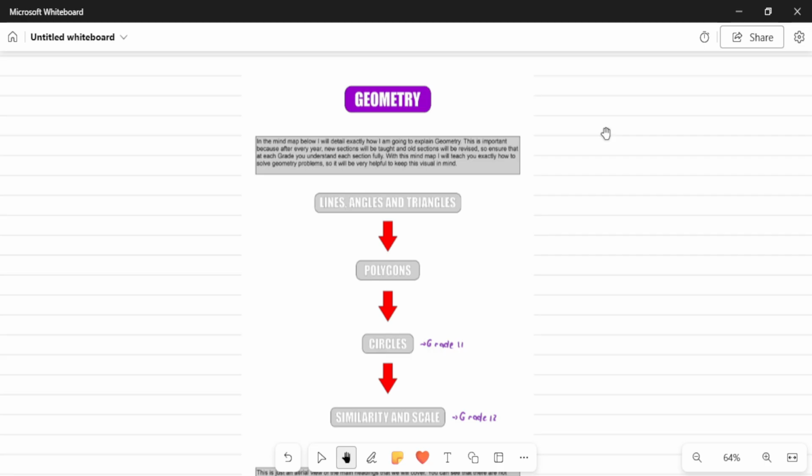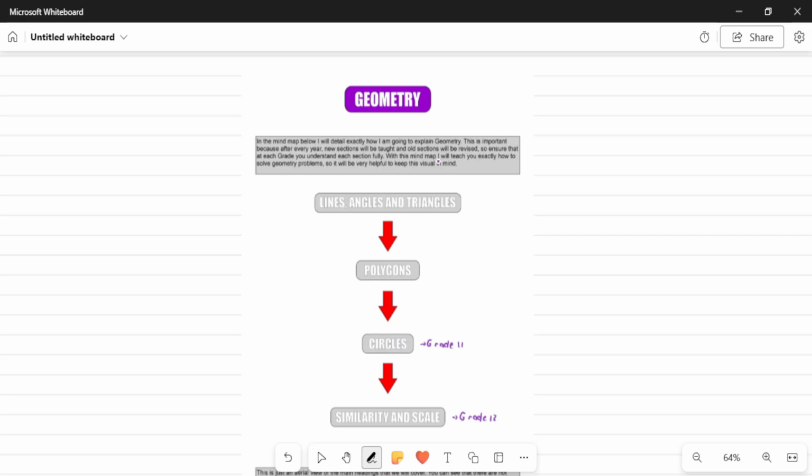That's something that I will talk about towards the end of the course, but for now, let's focus on the basics and defining the building blocks of geometry, like points, lines, etc. In the mind map below, I will detail exactly how I'm going to explain geometry. This is important because after every year, new sections will be taught and old sections will be revised. So ensure that at each grade, you understand each section fully.